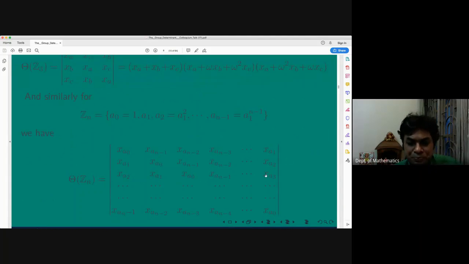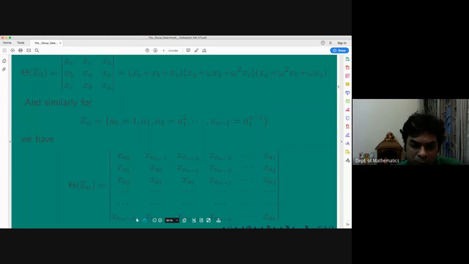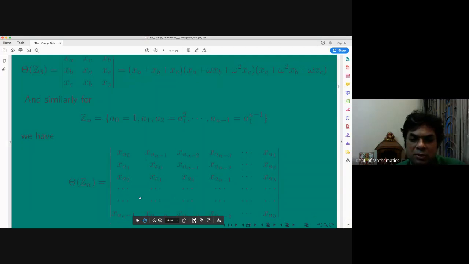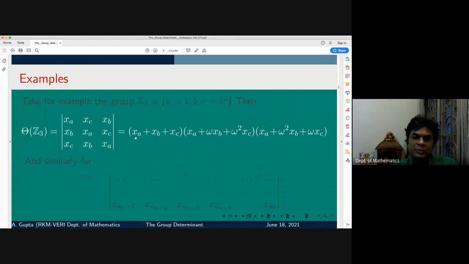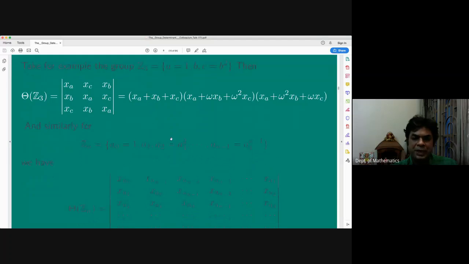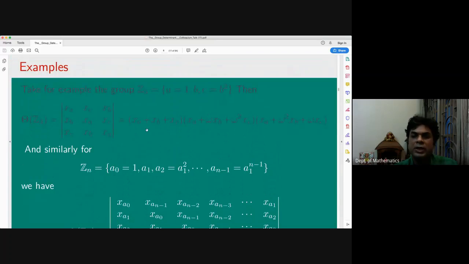So this is the group matrix, and then what is the determinant of this? Because I have put these bars about this matrix, this means that we're talking about the determinant here. It will not be an easy thing to do, but if you manage to calculate the determinant, then you will see that it will factorize like this, okay?